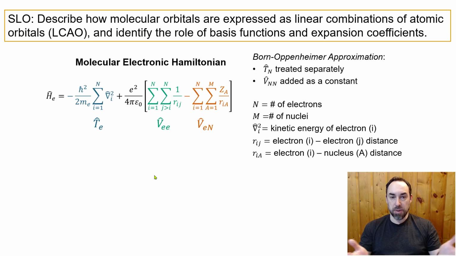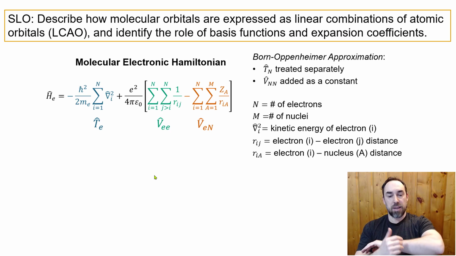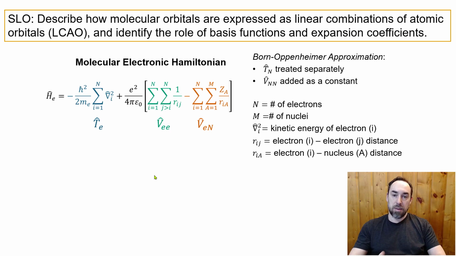We are trying to describe a molecule that is made of electrons and nuclei. We already looked at the Born-Oppenheimer approximation. We saw that the nuclear kinetic energy can be treated separately. We saw that the nuclear-nuclear repulsion energy can be added as a constant, so it doesn't really affect the electronic wave function. So what we care about here is the molecular electronic Hamiltonian.